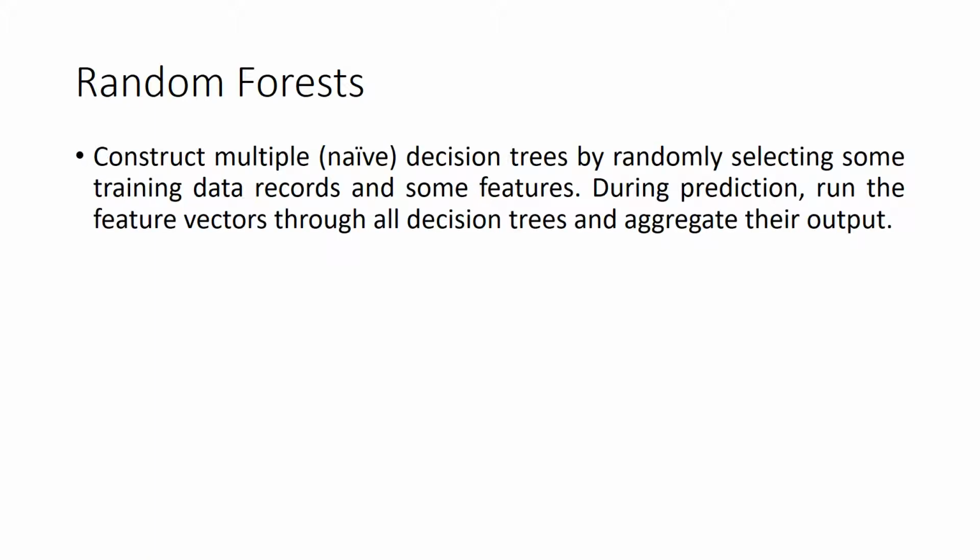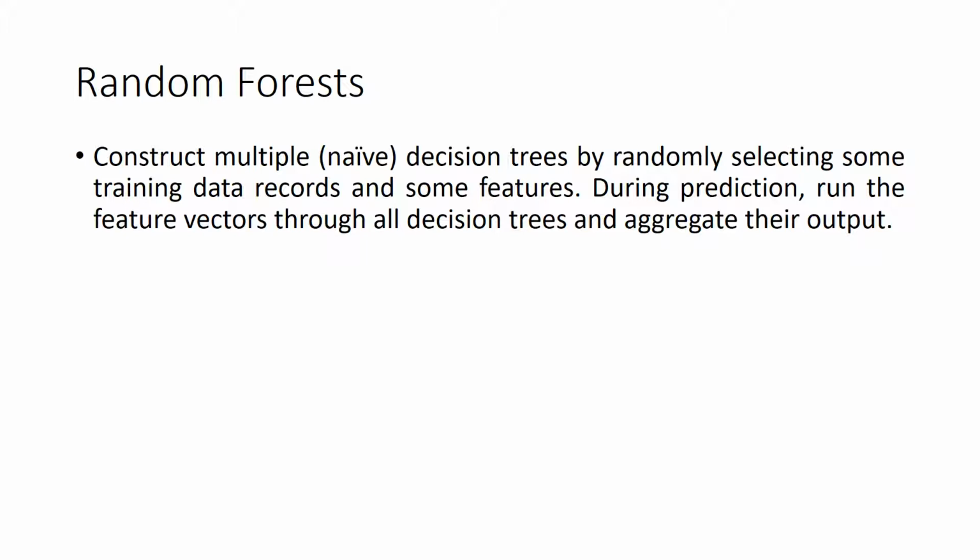So let's look at the next option, which is random forests. In random forests, you construct multiple, and mostly these are naive, decision trees. If you construct multiple decision trees on the same data set, you'll always get the same trees because there's no element of stochasticity involved. So the way we are introducing the stochasticity is by randomly selecting some training data records and some features. So some records will get dropped and some features will also get dropped.